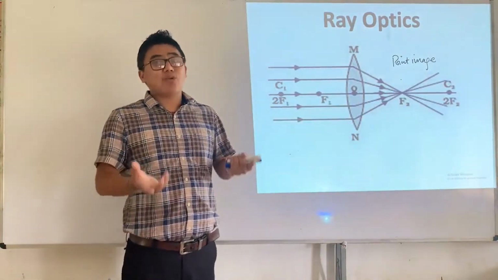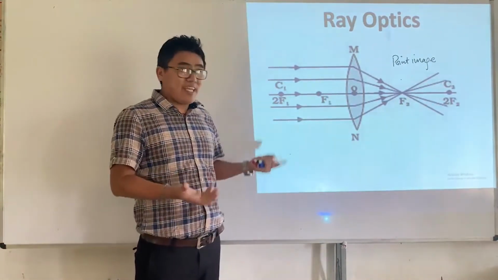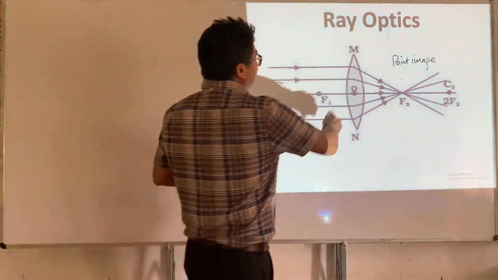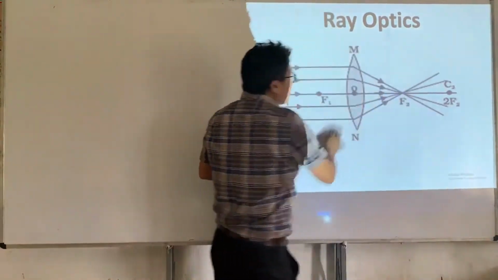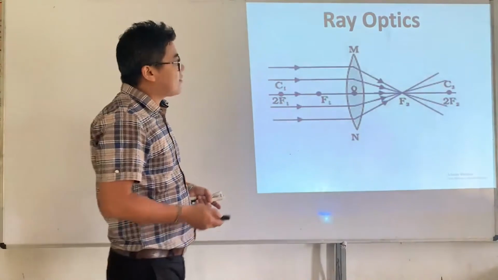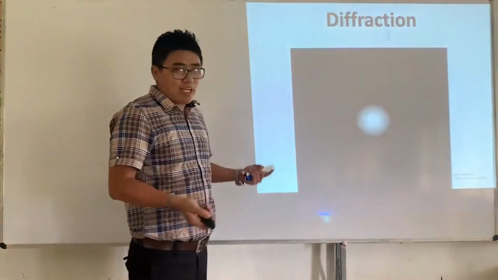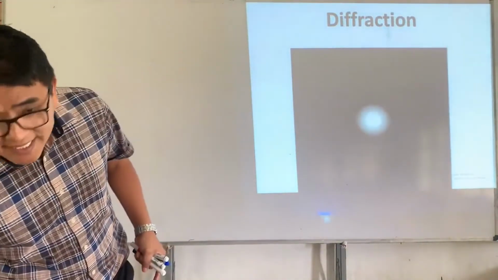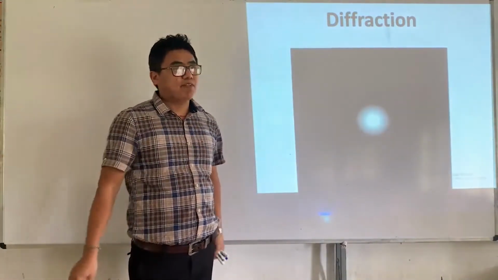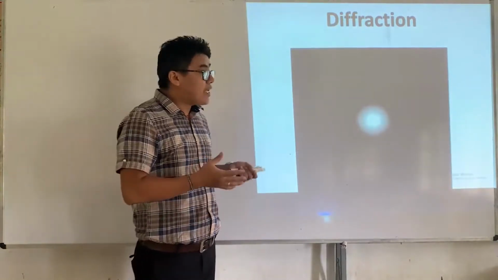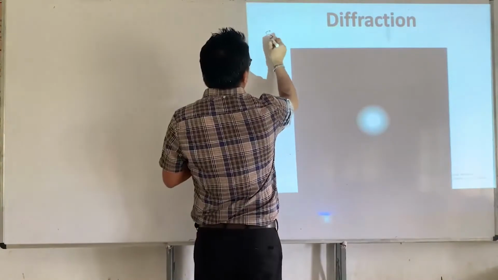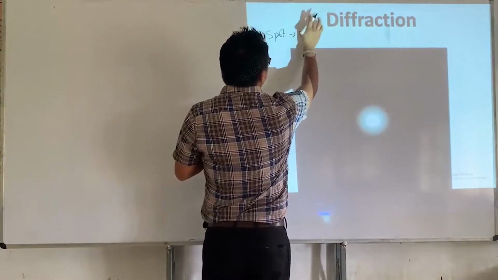However, in the actual case, light is in no way ray in nature. Since light is wave in nature, diffraction takes place. Because of light having a wave nature, instead of a point image, which we found in ray optics, we get a bright spot, a spot with a finite size.